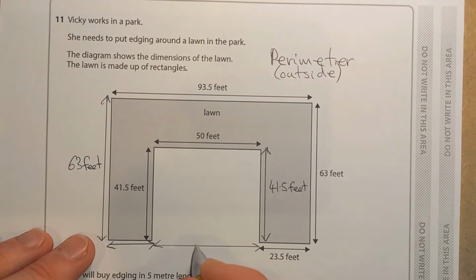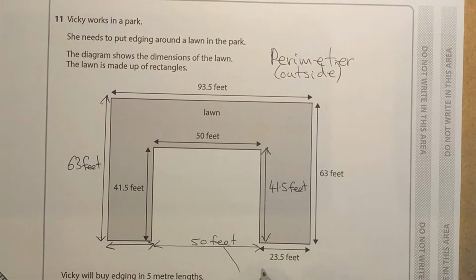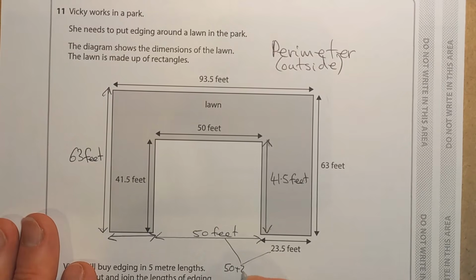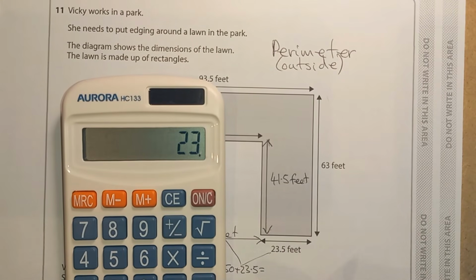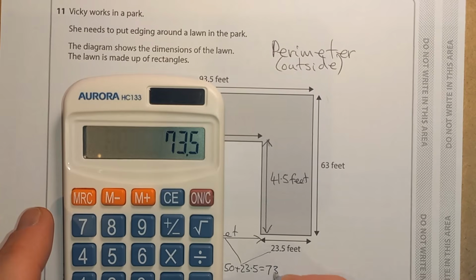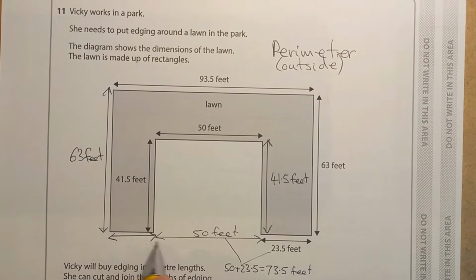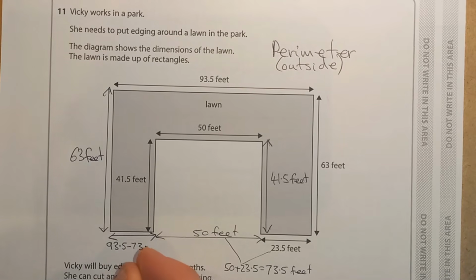So this is 50 feet. So if we think of these two together, so this all the way along here, we're going to have 50 plus 23.5 which is 73.5 feet. So this is going to be the difference between the full length, so in other words it's going to be 93.5, all of this, minus this bit here, so minus the 73.5 feet.